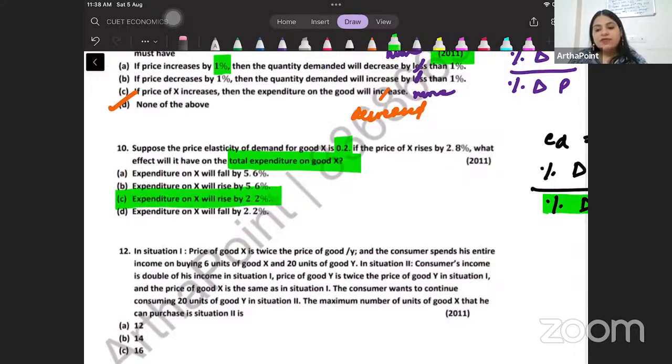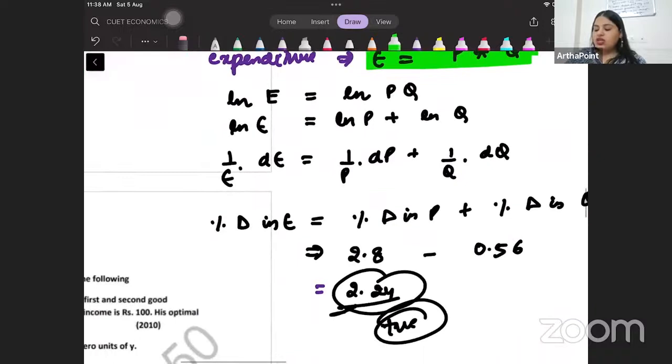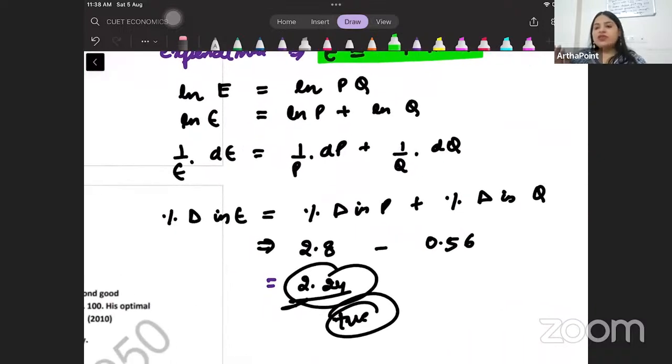Now, there are multiple ways to solve this question. You could have taken price as 100 and tried doing this. Let the initial price be 100, then price increases by 2.8%. So new price will be 102.8. You could have done it this way too, no problem. But I just find taking log easier and just finding everything in terms of percentage directly here. Okay, so that is what we are going ahead and doing.